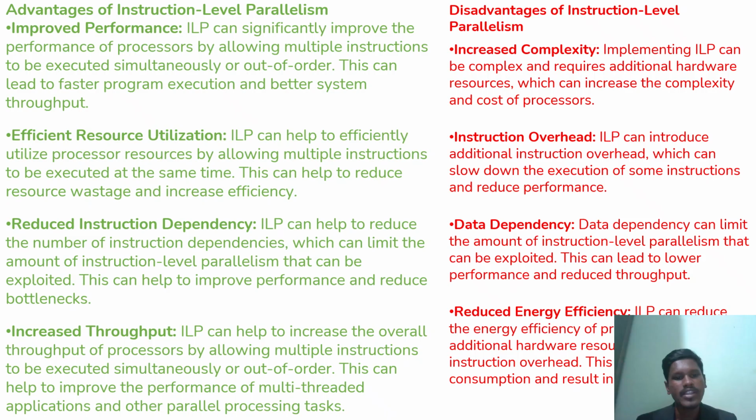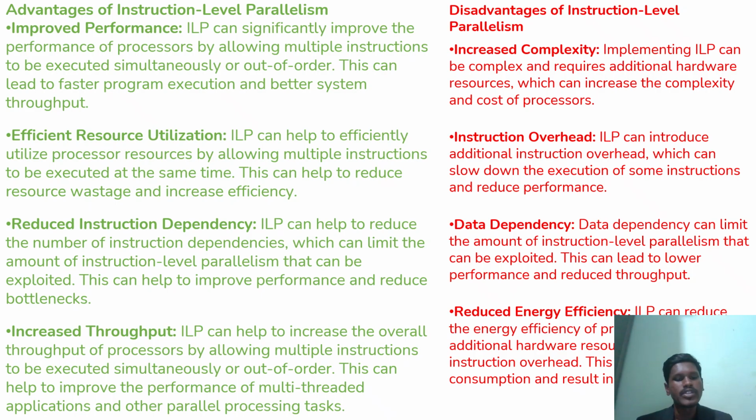This point just says that the performance of the CPU is increased, and the throughput improves. Efficient resource utilization: ILP can help efficiently utilize processor resources by allowing multiple instructions to be executed at the same time. This can help to reduce resource wastage and increase efficiency. When multiple instructions execute at the same time, it reduces the wastage and increases the efficiency.